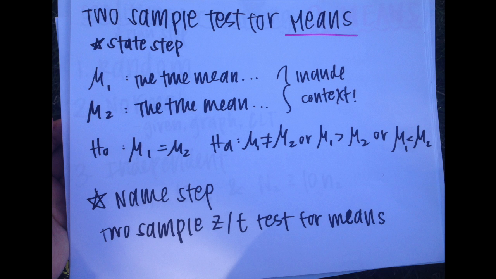Two-sample test for means. With the name step, you would say two-sample Z or t-test for means, and you would use Z if you knew the population standard deviation and T if you did not know it. And for the state step, you would define mu1 and mu2. Of course, you have to include context. And then H naught would be mu1 is equal to mu2, and HA would be mu1 is not equal to mu2, or mu1 is greater than mu2, or mu1 is less than mu2.